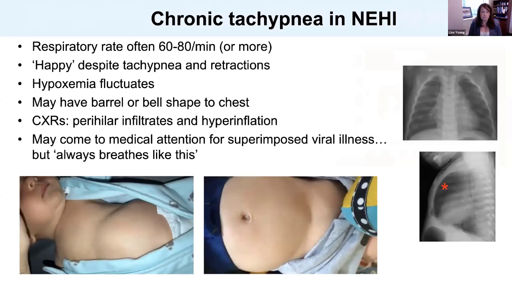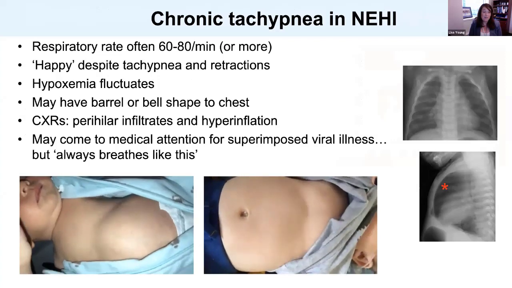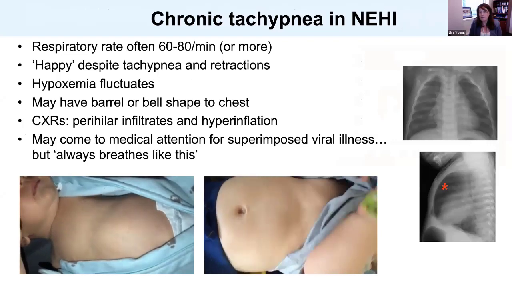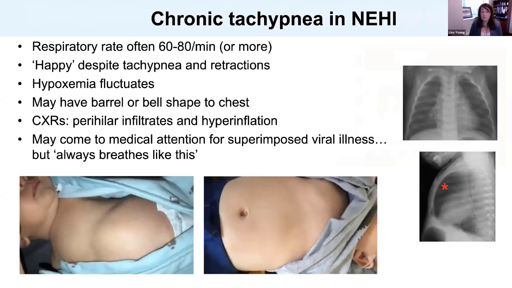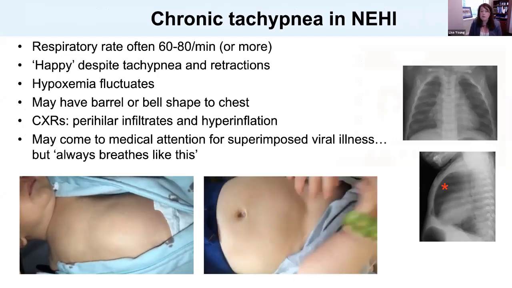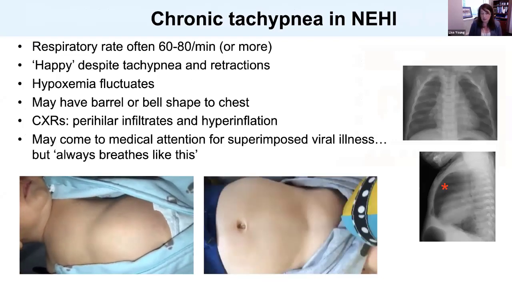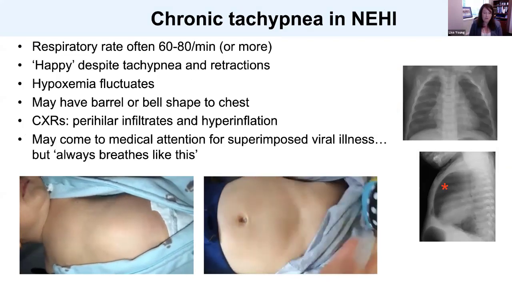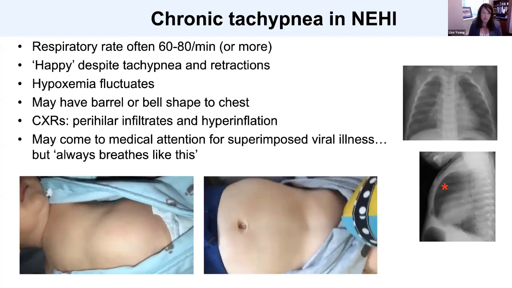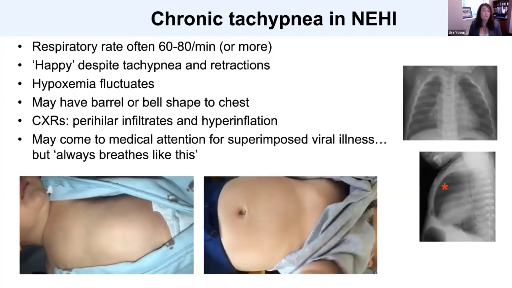So these kids breathe really fast, but they're happy despite that. The hypoxemia can fluctuate. You may need to study them during sleep or with feeding. They're often markedly hyperinflated, which you can see best here on the lateral chest radiograph. And like other kids with ILD, they may come to attention when they have a superimposed viral illness, but the parents will tell you they always breathe like this. And now, with phones, they'll often have video. So if you get stuck in a consult, try to not put words in the parent's mouth, but just ask them what they looked like before they got sick, or see if they have video from prior to that illness.